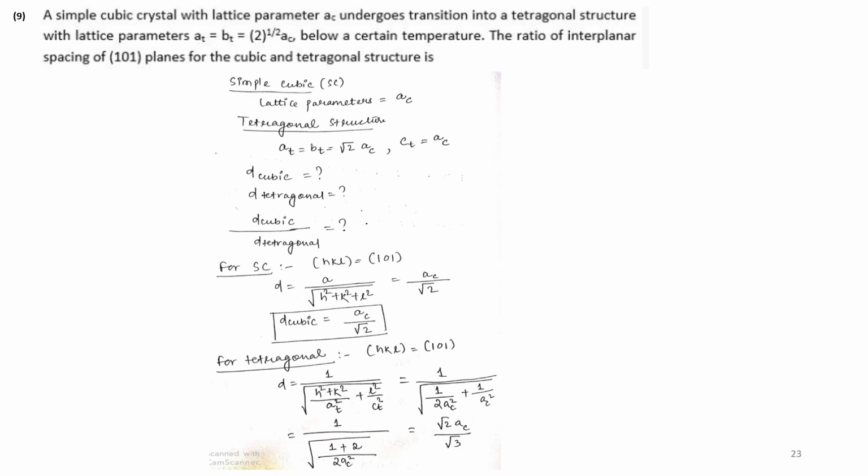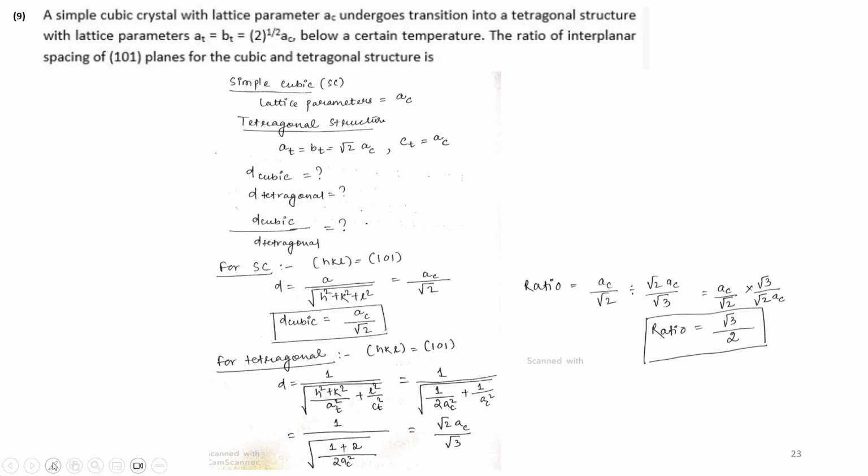Now we have to find the d values, that is the interplanar distance for the cubic system as well as the tetragonal system. So for a simple cubic, the HKL value given is 101. We know that d is equal to a by root of h square plus k square plus l square, that is equal to AC divided by root 2. So d cubic is equal to AC divided by root 2. For tetragonal, similarly HKL will be 101.